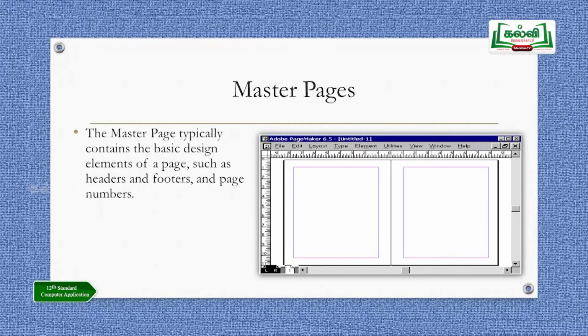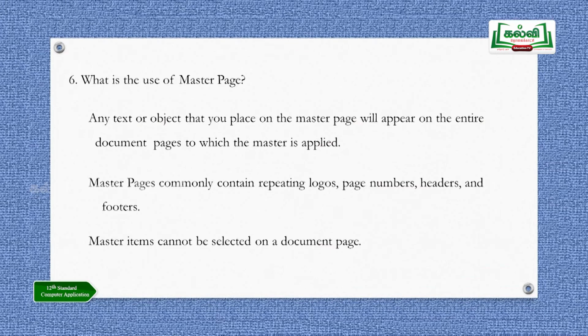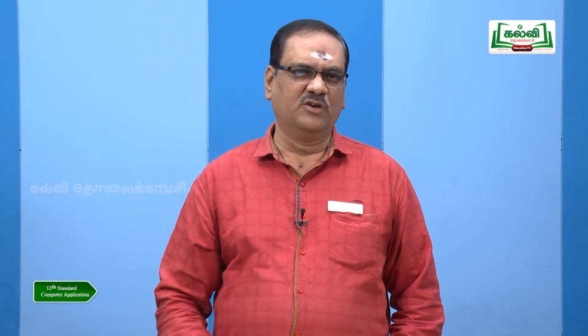On the screen I am showing you how a master page will look. Now we will go to the answer. Any text or object that you place on the master page will appear on the entire document pages. That is very, very important. If I keep some background or anything in the master page, then it will be there for all the pages. Suppose I am loading some icon in the master page, it will be loaded in all the other pages of the document also.